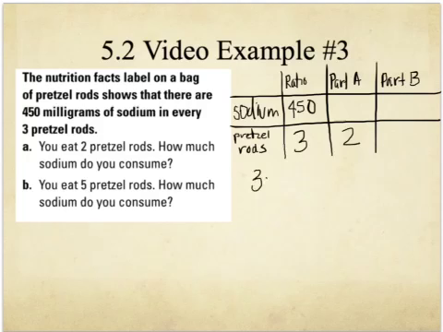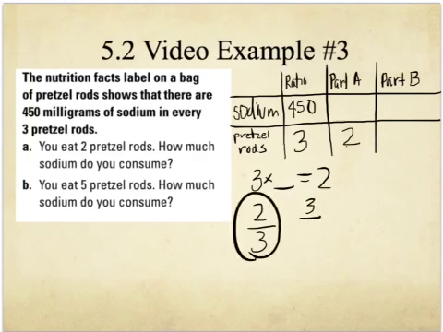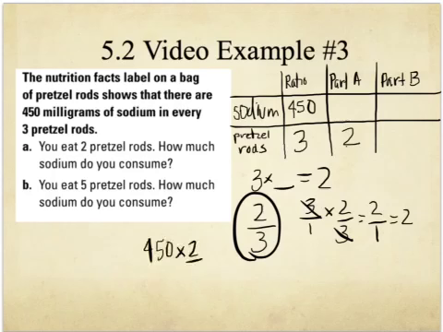So we could say 3 times something equals 2, or we could switch it around and we could do 2 divided by 3. 2 divided by 3 is 2/3, because if we did 3 times 2/3, these would cancel out and we would get 2/1, which equals 2. So then we would have to multiply 450 by 2/3 also to get the amount of sodium that we would eat. So 450 times 2/3.